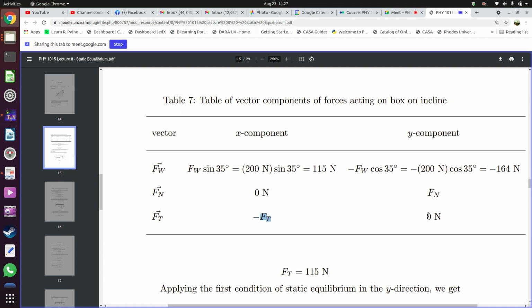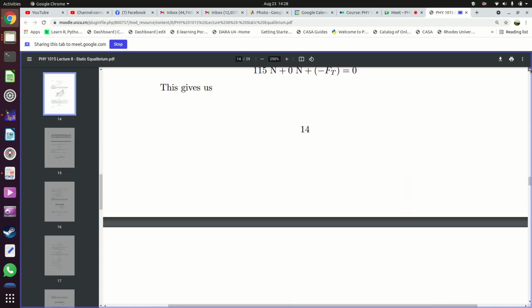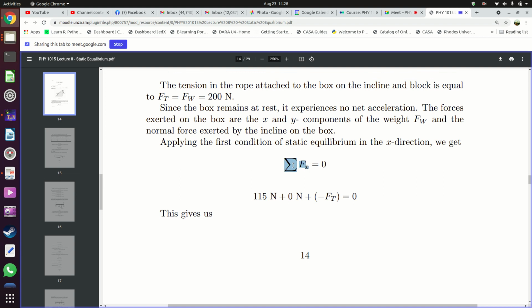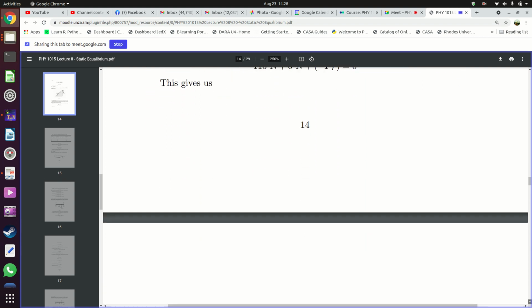So once we do this, the next thing we do is we add the x components. That's going to be 115 newtons plus 0 newtons plus minus Ft, and make sure that when you add these x components, they give us 0. So the sum of the forces along the x-axis should be 0. So we have 115 newtons plus 0 newtons plus minus Ft equals 0. That's 115 minus Ft equals 0, so we end up having Ft equals 115.